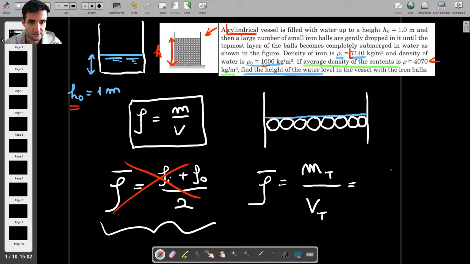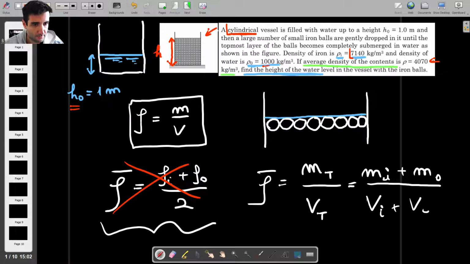So the total mass is of course the mass of the iron plus the mass of the water. I'm using O for water simply because they're using O for water as well, and I for the pellets, or for iron. And then for the total volume, of course, that's the volume of the iron plus the volume of the water. So that's what we'll use, but then we'll look at each individual term and see how we can write it and how we can find h from this expression.